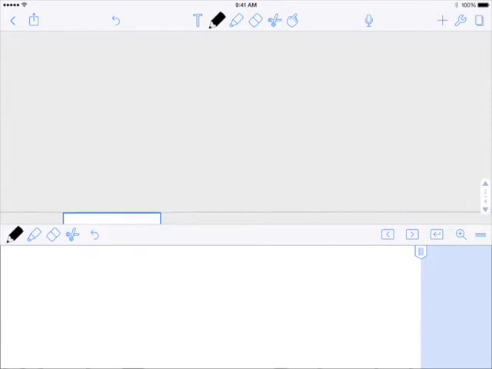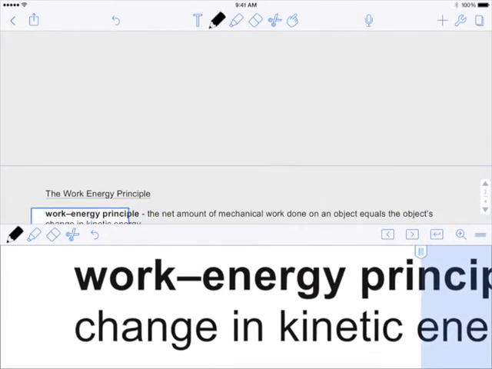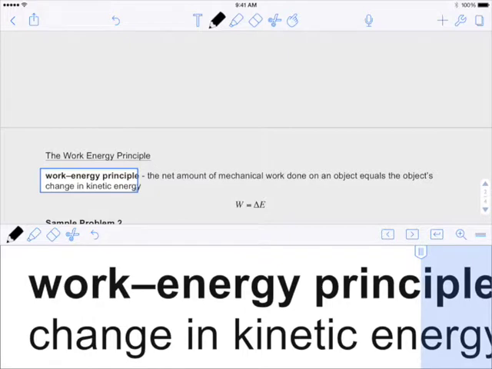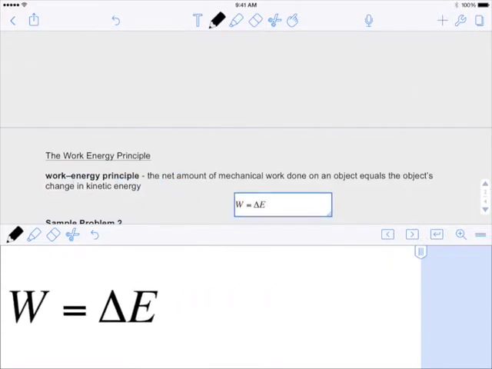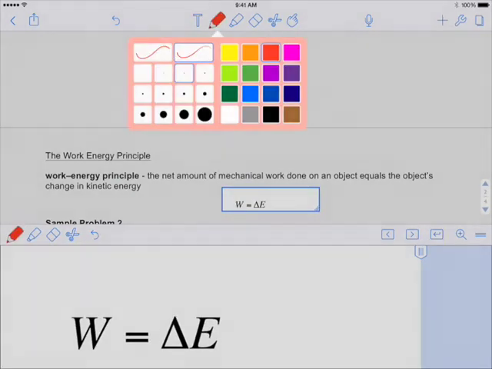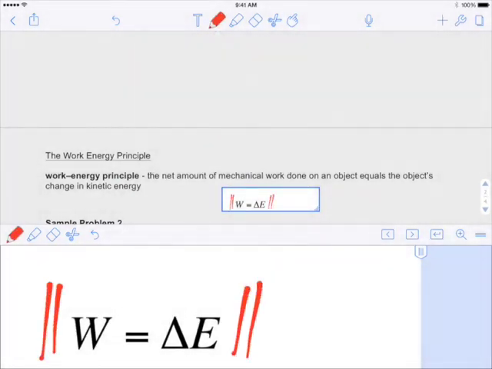So what's the relationship between work and energy? Well, the relationship is based on the work-energy principle. The work-energy principle tells us that the net amount of mechanical work done on an object equals the object's change in energy. So this statement summarizes it: the work done on an object is equal to the change in energy of the object. Whenever you do work on an object, in a physical sense, what you're doing is changing its energy.